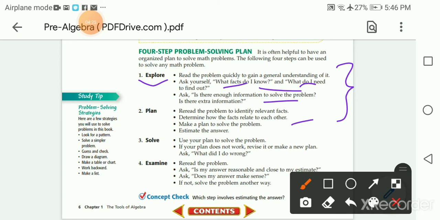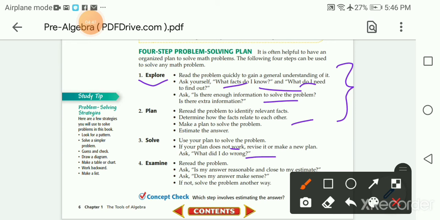Estimate the answer. Number 3, solve. Use your plan that you have done. So use this plan to solve the problem. If your plan doesn't work, then revise it or make a new plan. Ask, what did I do wrong? Okay, correct your mistakes.